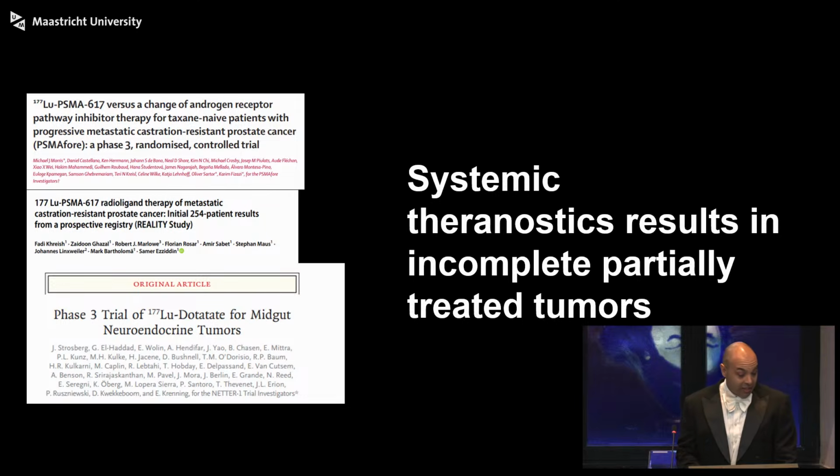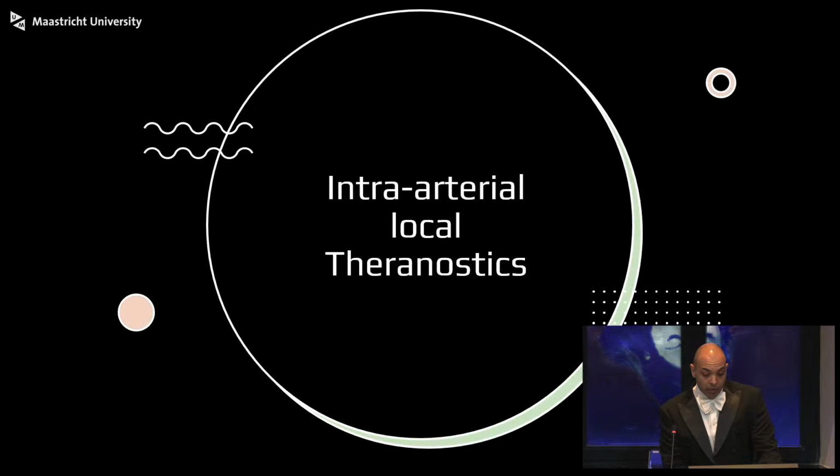So systemic theranostics has been clinically performed, and these are typically with small molecules. When you're looking at larger molecules like a protein, like an antibody, it really hasn't been translated well. But with the small molecules, we see that in multiple trials, it works well, but it only partially treats the tumors. So there's still residual cells, and it's more of a palliative treatment, not something that's going to be curative for the patient.